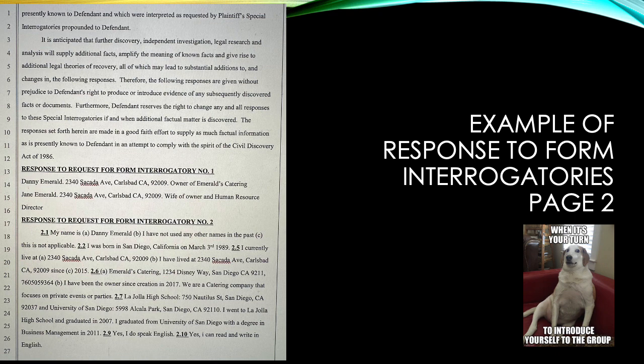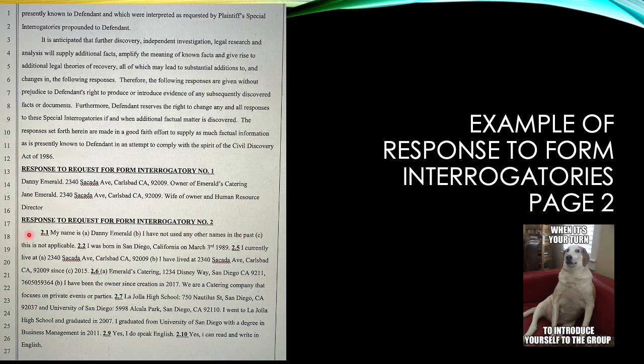The first part is the identity of persons answering these interrogatories. So you have to state the name, address, telephone number, relationship to you of each person who prepared or assisted in preparation of responses to these interrogatories. So these are the information. Danny is the owner of Emerald's Catering. And so we go through, that's interrogatory number 1. Then we go to interrogatory number 2.